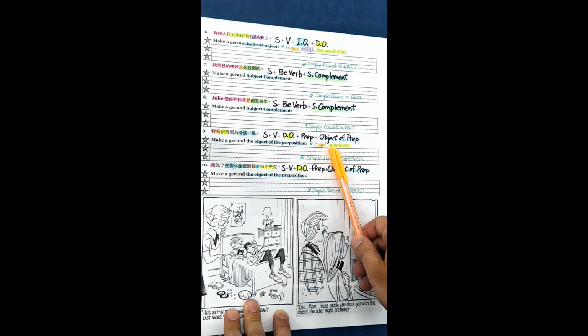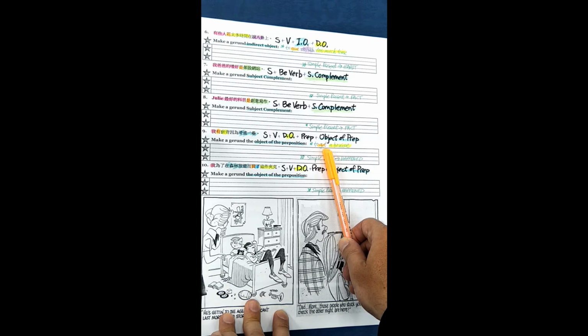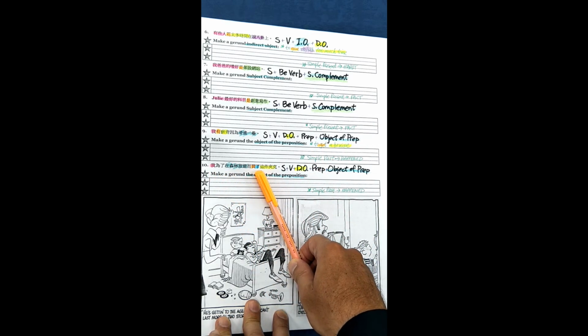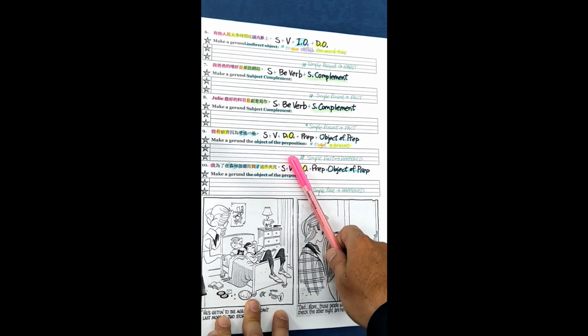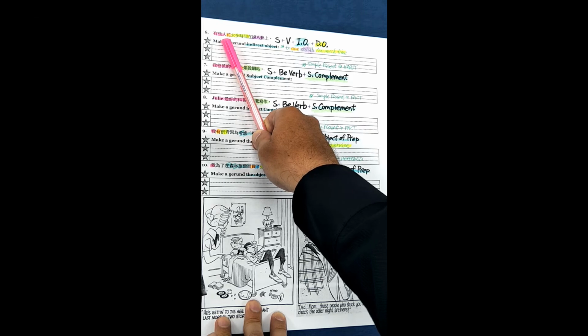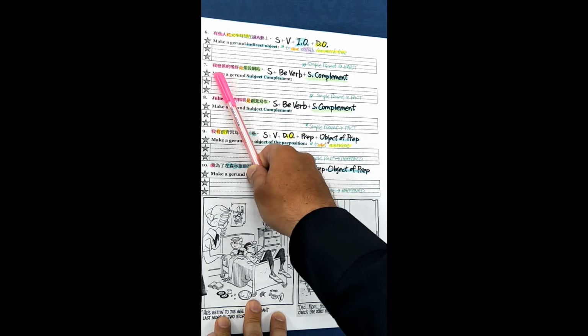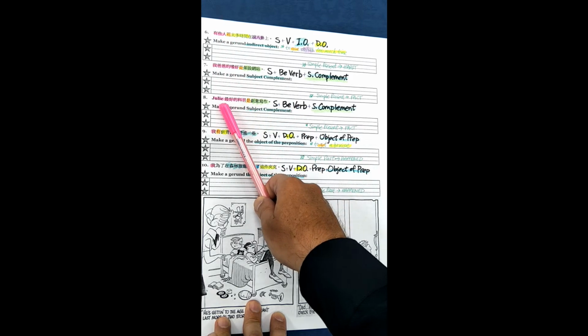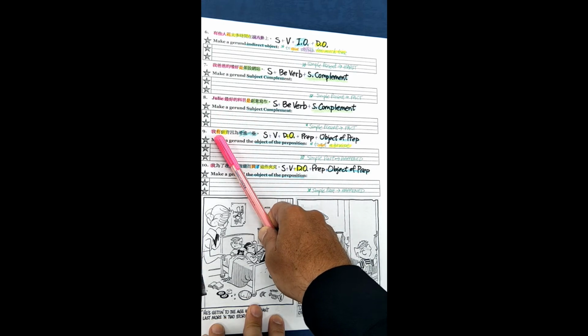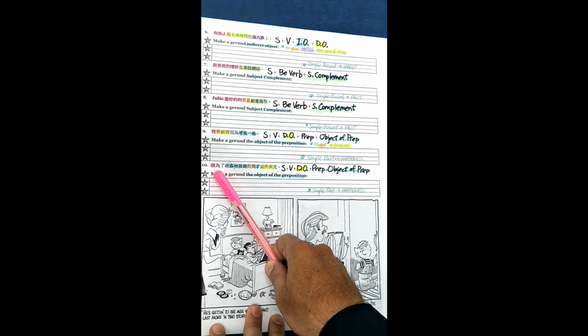But again, this is very special. We are going to use this idiom to get a bruise. The verb is get. All right, and number 10, here is the verb. Let's take out our pink. Let's find the subject. 6, here is the subject. 7, this is the subject. 8, this is the subject. 9, here is the subject. 10, here is the subject.